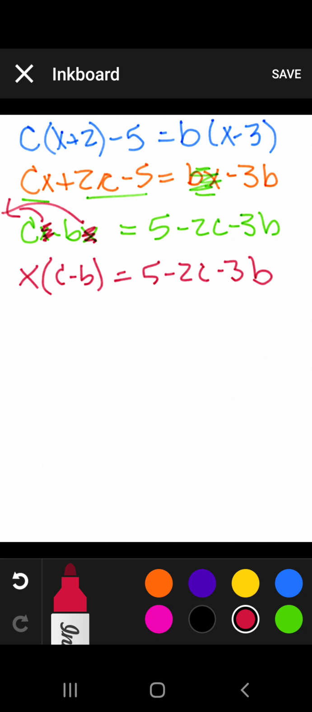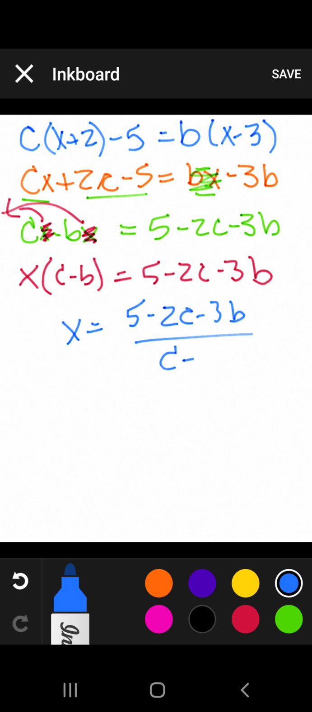Okay? So if I have x times a thing, well, no different than 3x equals a bunch of stuff. I'm going to divide by that 3, so I will likewise now divide by that c minus b. So x is now 5 minus 2c minus 3b all over c minus b. So that's just an example.